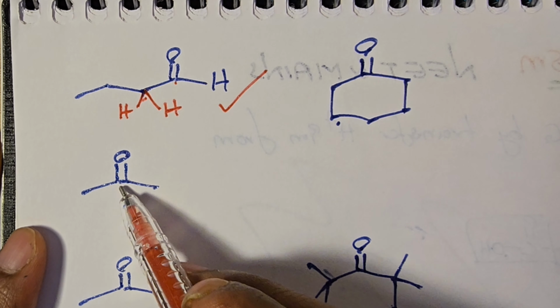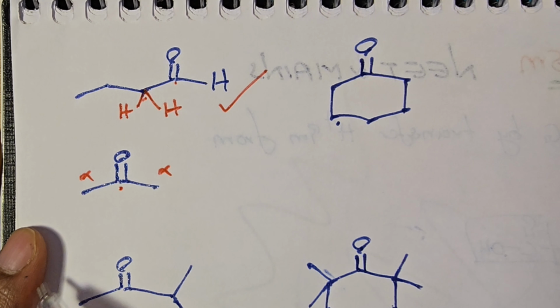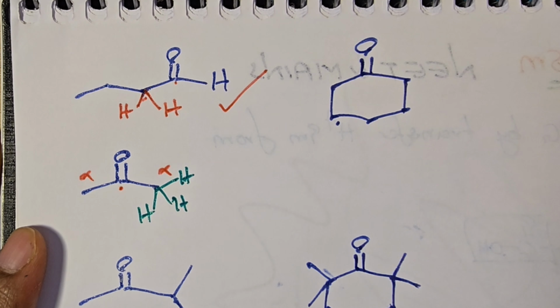Next molecule. This is a functional group. Adjacent carbon is alpha carbon. This side also alpha carbon is present. That alpha carbon has how many hydrogens? Here the three hydrogens are available. So this molecule also shows tautomerism.